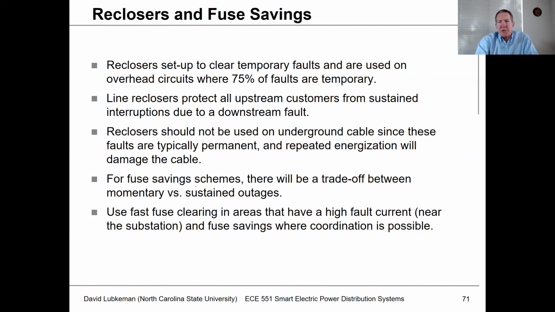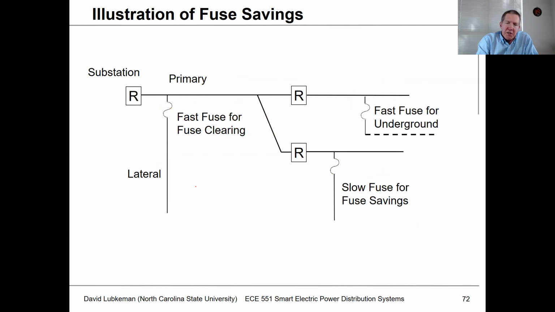And we talked about fuse savings as well. Reclosers were developed to deal with temporary faults, and a lot of faults are actually temporary in nature. As far as the applications, first of all, I can get fuse savings to work in situations with overhead lines, because the faults in them are a lot of times self-clearing. So if I put a slow fuse in here, and I have a temporary fault, I can a lot of times clear that through the local recloser.